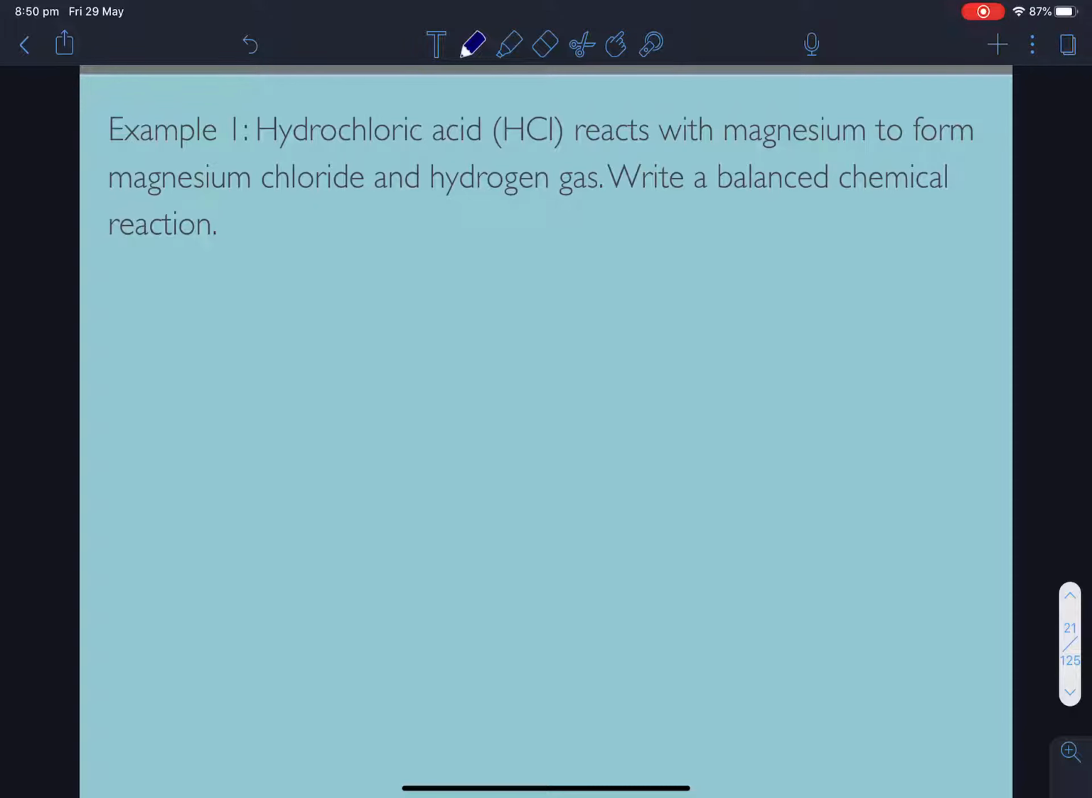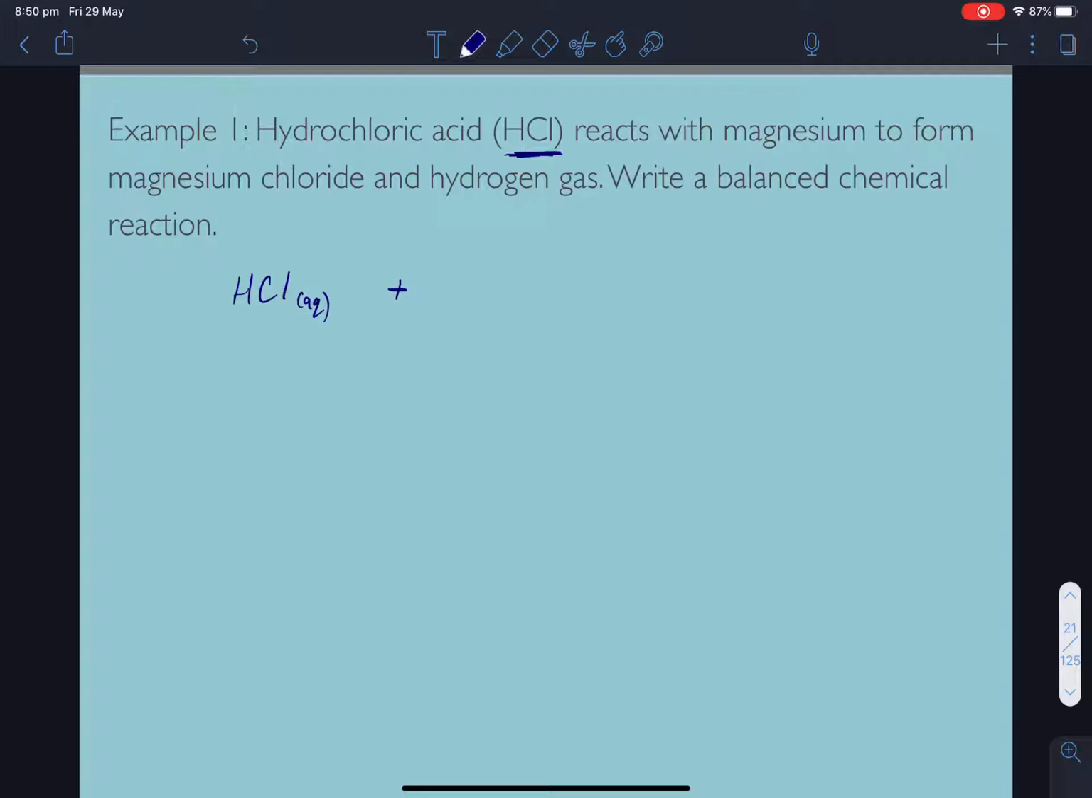Hydrochloric acid reacts, so that's a reactant, and because we don't know the formula yet, here we go, it is HCl. So on the left-hand side, HCl. Hydrochloric acid is an acid usually dissolved in water. You don't have the skill to know this yet, but I'm going to put an aqueous state there because it's dissolved in water. I'm going to leave a bit of space.